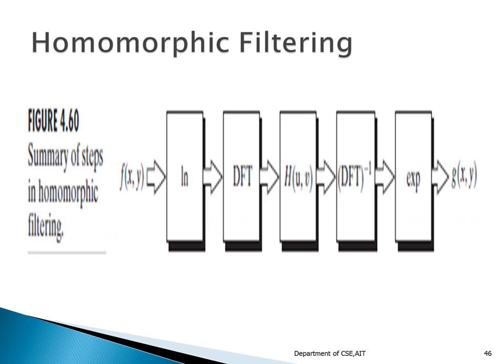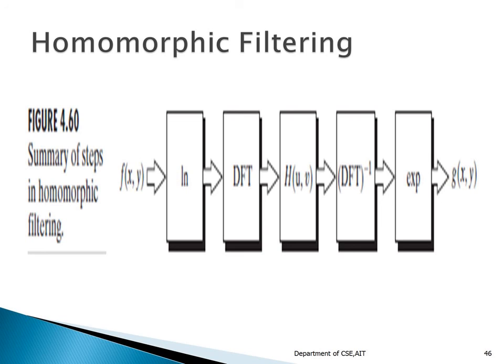The steps in homomorphic filtering are given here. This method is based on a special case of a system called the homomorphic system. In this application, the key to the approach is the separation of the illumination and reflectance components. The homomorphic filter function H(u,v) can then operate on these components separately. The illumination component of an image is generally characterized by slow spatial variations, while the reflectance component tends to vary abruptly, particularly at the junction of dissimilar objects.